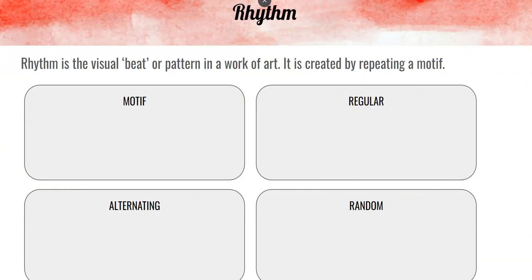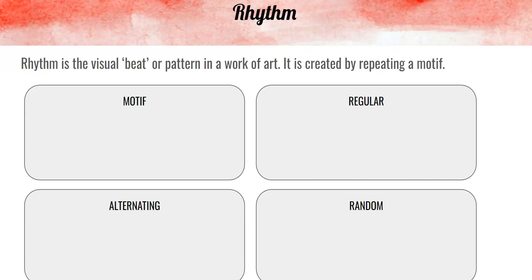For the rhythm, we are going to talk about 3 different types of rhythm. But I just kind of want to review what rhythm is to begin with. So in music class, you've learned about rhythm. It's the beat that exists in a piece of music. It's the pattern of the music notes. For art, rhythm's the same thing. It's just that that beat is a visual symbol that creates a pattern instead of a noise.